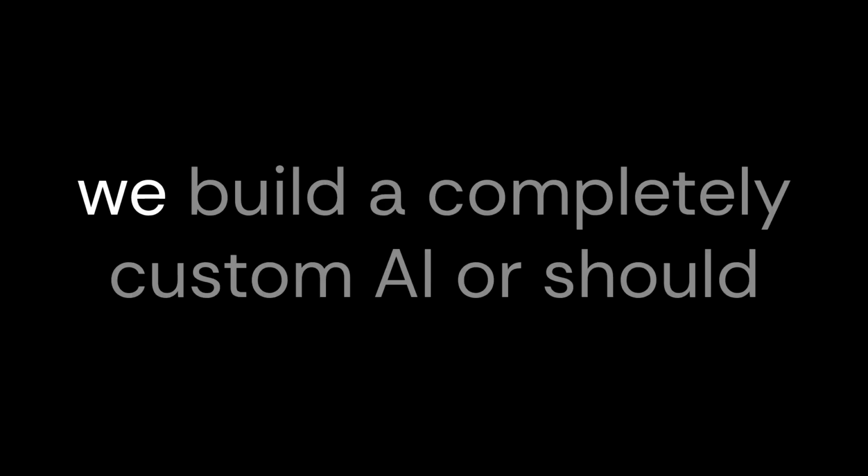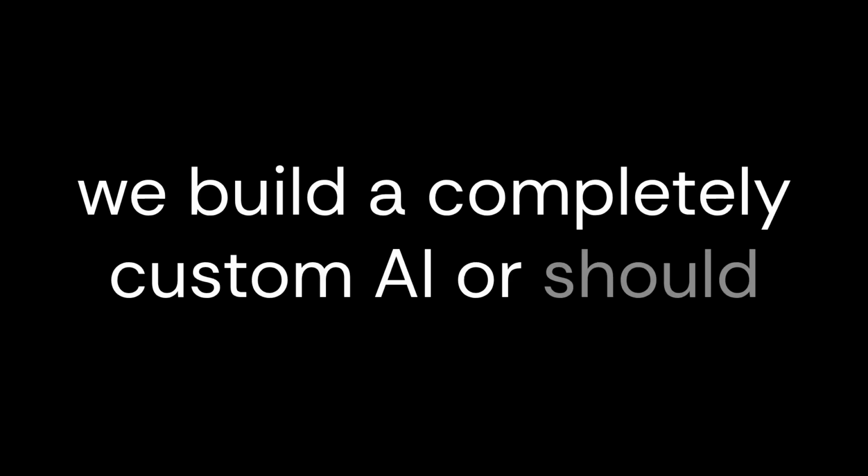Now, this brings us to the most important part of the sprint. This is where you decide whether you should build or buy. And this is where most organizations get things completely wrong. They think the question is, should we build a completely custom AI or should we buy something out of the box? But that's not actually the right question. The question should be, what is the minimum viable product that we can release that's going to deliver value?